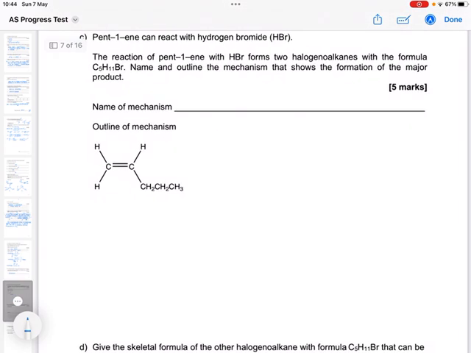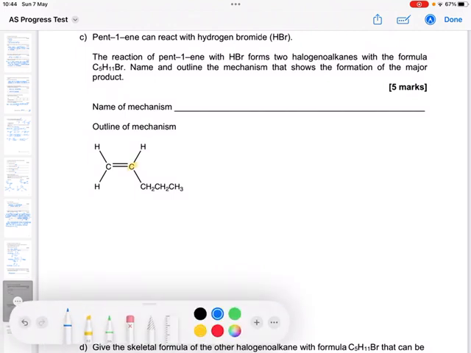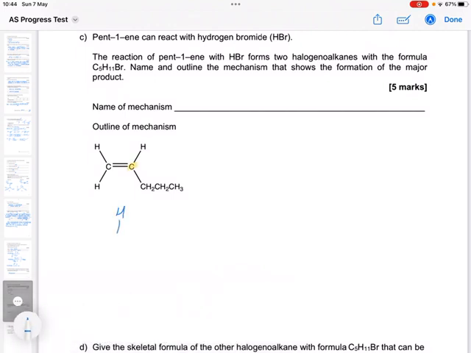Pent-1-ene can react with hydrogen bromide. The reaction of pent-1-ene with HBr forms two halogenoalkanes with the formula C5H11Br. Name and outline the mechanism that shows the formation of the major product. So the major product means that the bromine is, let's just get the highlighter on, going to go on that carbon there. So I just need to bear that in mind when I'm doing this.